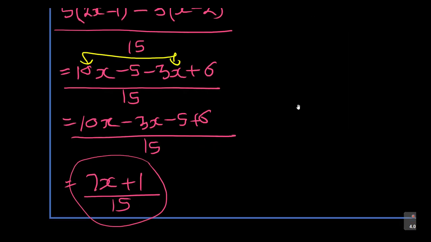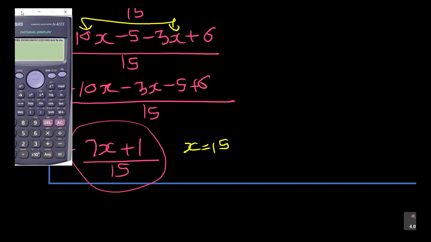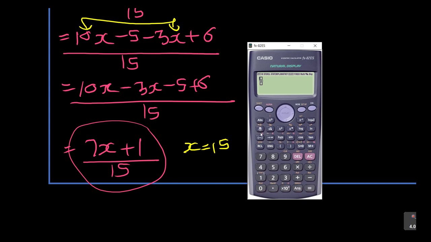What you do is you come to the bottom, same thing. Remember your x is what? X is 15. Do the same thing. If the answers are matching, you're correct. So you do the same, 7 times 15 plus 1 over 15. Then check the answer, it must give us 106 over 15. If it's not matching, it means you made an error. Your answer is wrong.